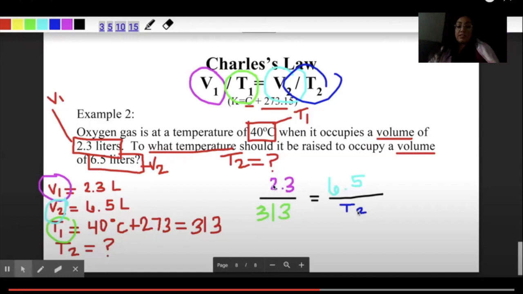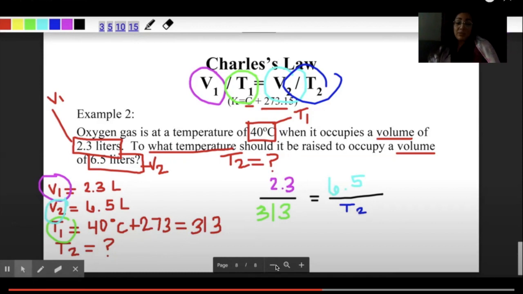Another thing to notice is 2.3 to 6, that's a multiple of 3, right? 2 times 3 is 6. So the 313 should also be increased since they're a direct relationship. It should increase by a factor of 3. So for 313, we should get something in the 900s. And this is me just already predicting in my head. Also, I already worked out the problem, but it still makes sense.